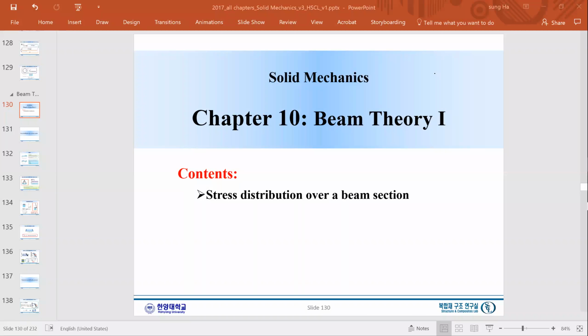자, 오늘은 챕터 10, 빔 theory에서 나가겠습니다. 챕터 9의 그 thin wall shaft는 이 흐름에 잠깐 스킵하도록 하고 today we're gonna study about the beam theory in chapter 10. This is a continuation of the last chapter, in which we studied the torsion theory.